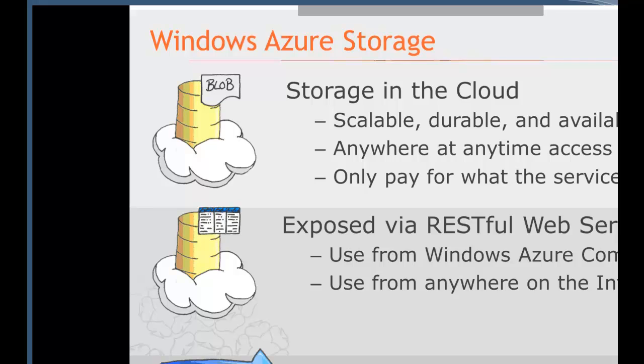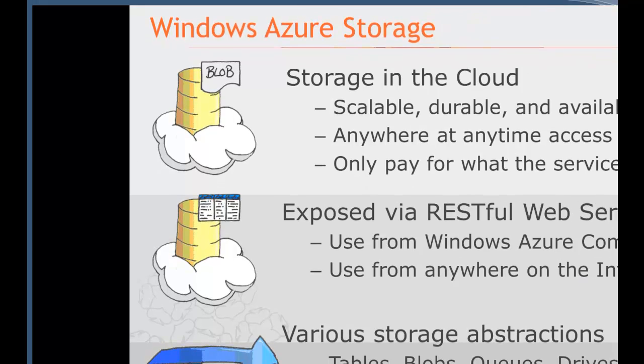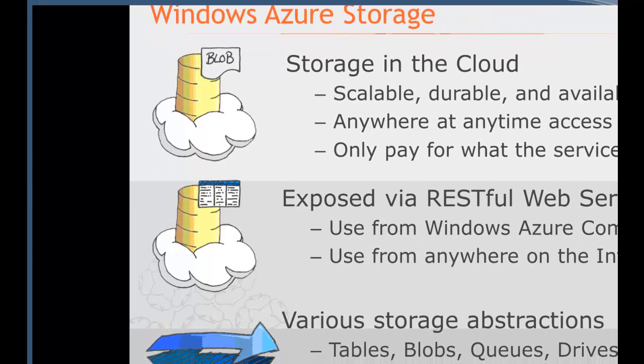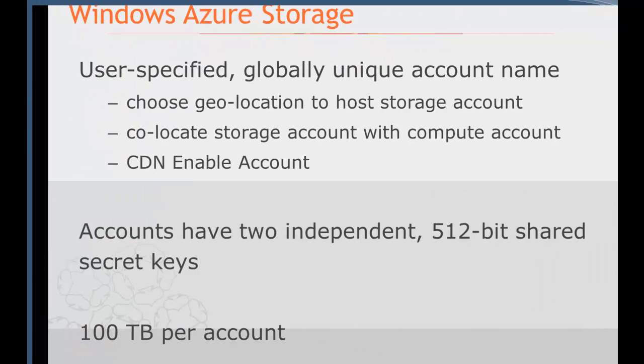And it exists in various abstractions we have available to us, namely tables, blobs, queues, and one we won't really talk about today called a drive. Now, there are some things about the storage account you need to understand. At its highest level, it's addressed using an account name. That account name is something you specify when you create the storage account, and it has to be globally unique. Nobody else in the world can use the same account name that you're using. That way we have easy addressability.